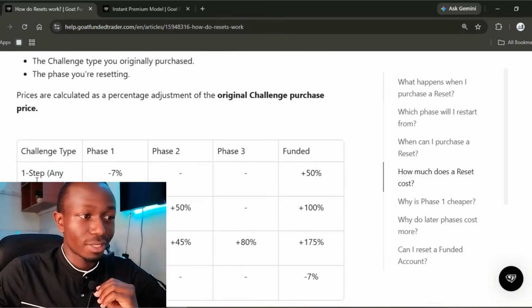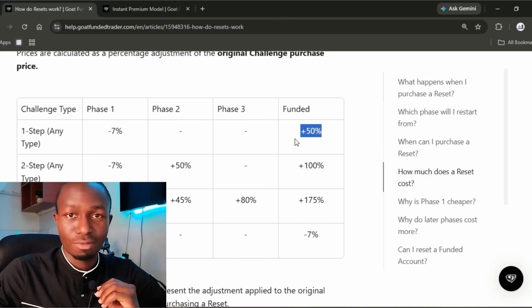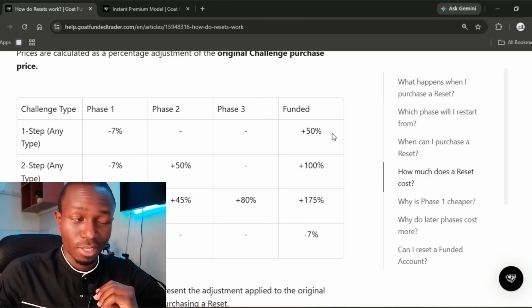On the one-step account, on phase 1, you will get a 7% discount. If you are on phase 2, the price I think will be the same. Phase 3, the same. On funded, you will pay an extra 50% for you to keep your funded account.